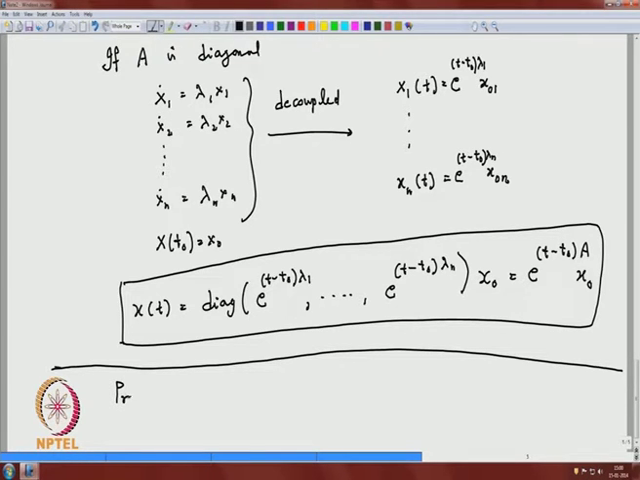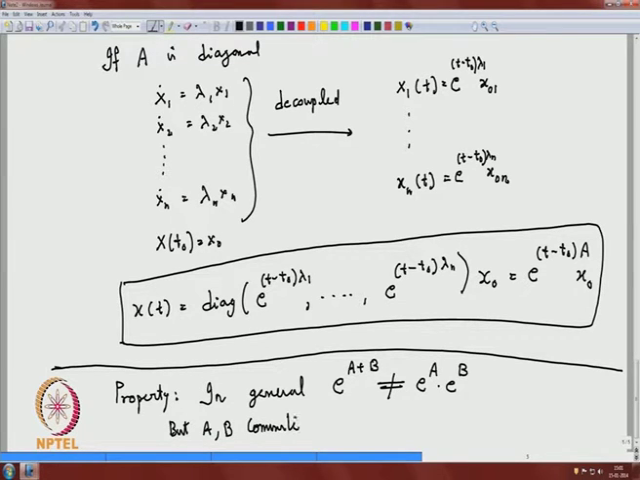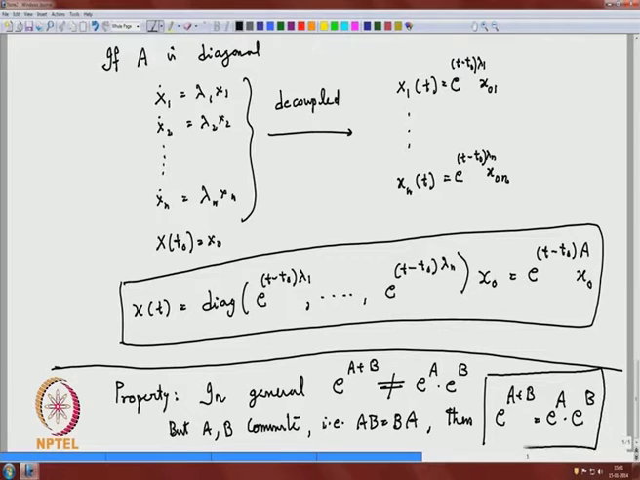Another property which I would like to recall here is that in general, for the exponential map, e power A plus B is not equal to e power A into e power B. This property of real numbers is not true for general matrices, but if A and B commute, that is AB equal to BA, then e power A plus B, this will be useful in our analysis later, equals e power A into e power B. This you can verify. If A and B commute, you can prove that result.